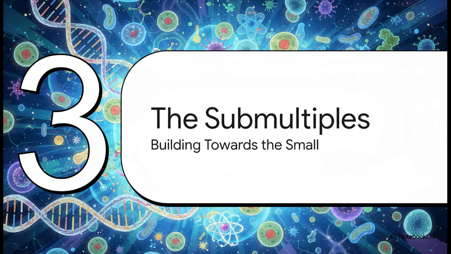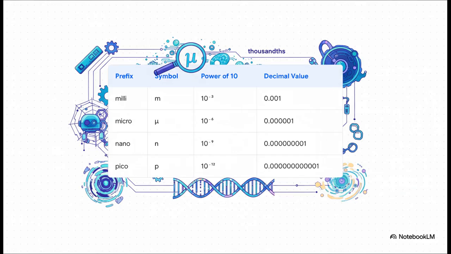Okay, so we've built our way up to the gigantic. Now, let's use that same logic to zoom all the way down into the microscopic world of cells and atoms. For that, we use what are called submultiples. We start with milli for 1,000th, pretty common. Then it gets really small with micro for 1,000,000th, and you'll notice that special Greek symbol mu, which is pronounced mu. You see that all over the place in science. And from there, it gets even tinier with nano, think nanotechnology, and then pico.